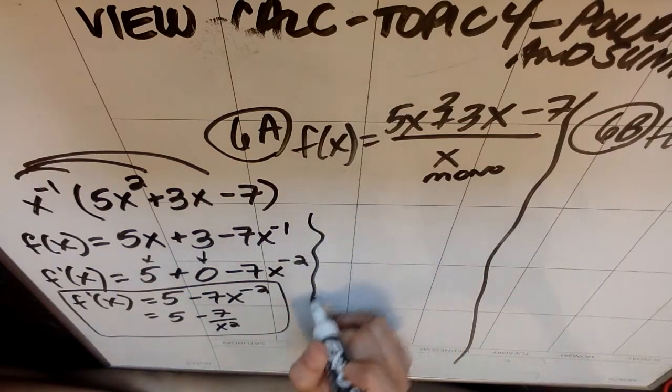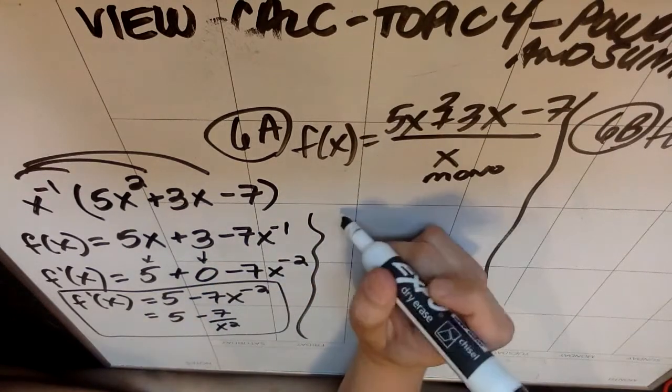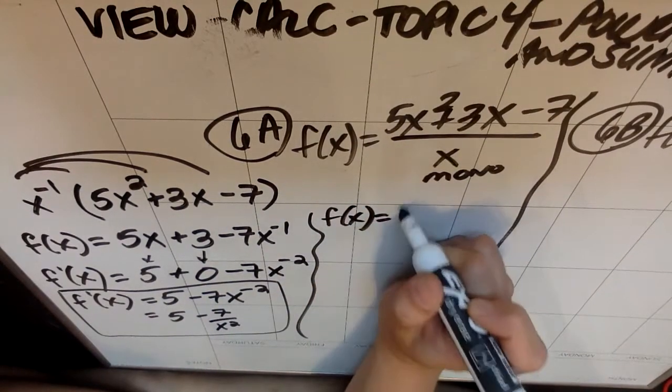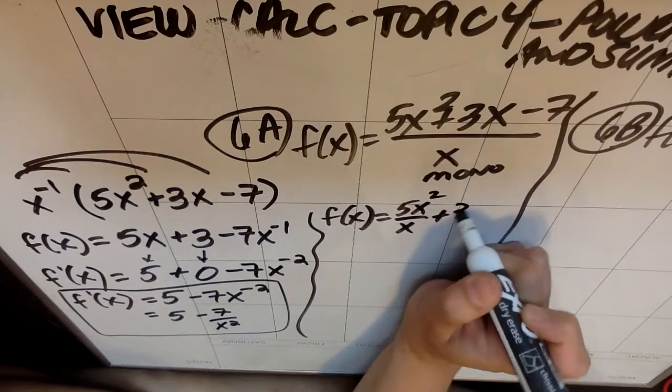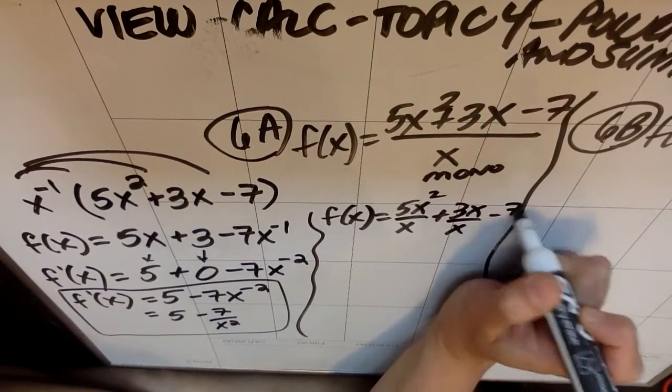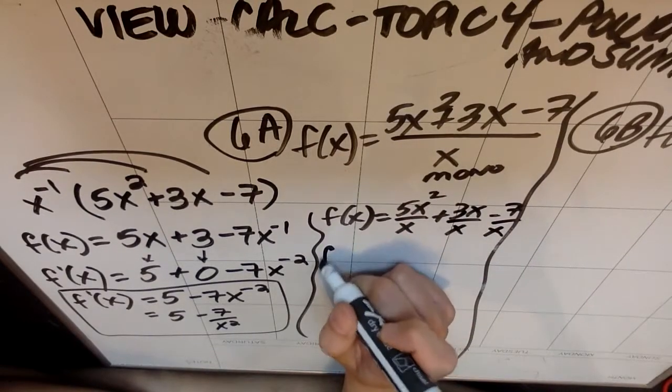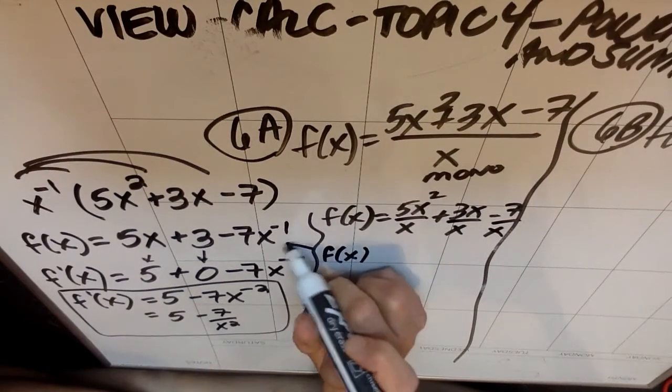and this is the way I usually think about it, is instead, I usually get here by splitting this into 3 separate fractions: 5x over x plus 5x squared over x plus 3x over x minus 7 over x. And that's going to get you to the same spot that I was right here, okay?